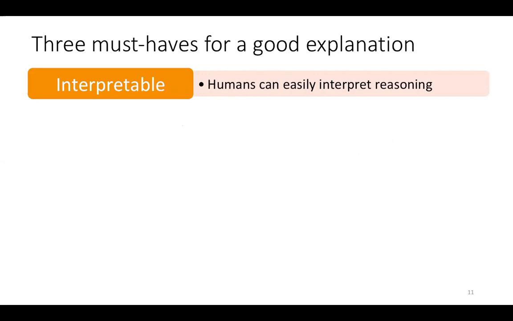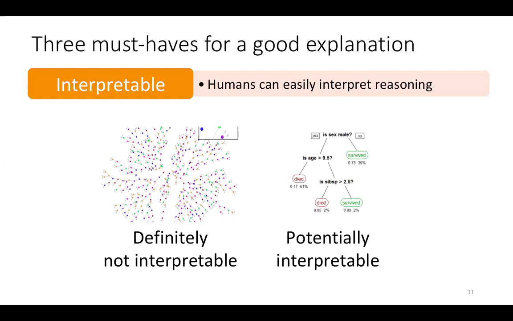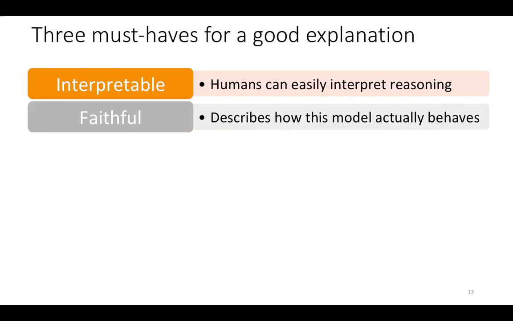So for instance, this is definitely not interpretable, while that small decision tree that we saw earlier is potentially interpretable, but the one that you see on the left side is definitely not interpretable. It should be faithful. It should describe how this model actually behaves. So that is what it means by calling it faithful.